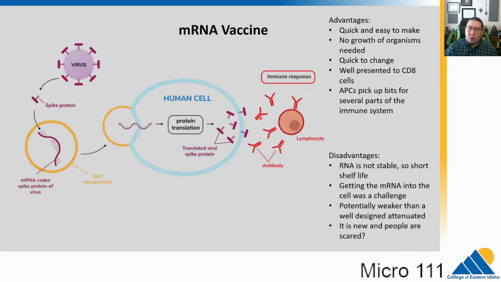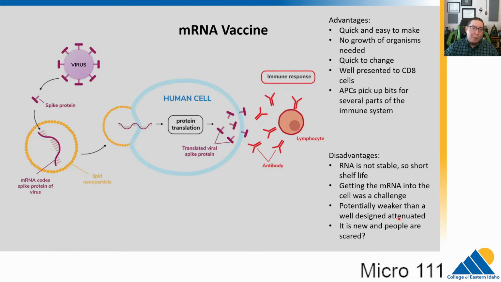The problems, though, are mainly kind of technical issues. RNA itself is not very stable, so the shelf life isn't super long. Once you thaw it, you have to use it. Getting the mRNA into the cell was actually the tricky part. We knew that this was possible for a long time. It was the manufacturing of these lipid nanoparticles and packaging up basically the mRNA that was the real challenge in this. They are technically potentially weaker than a very well-designed attenuated strain.